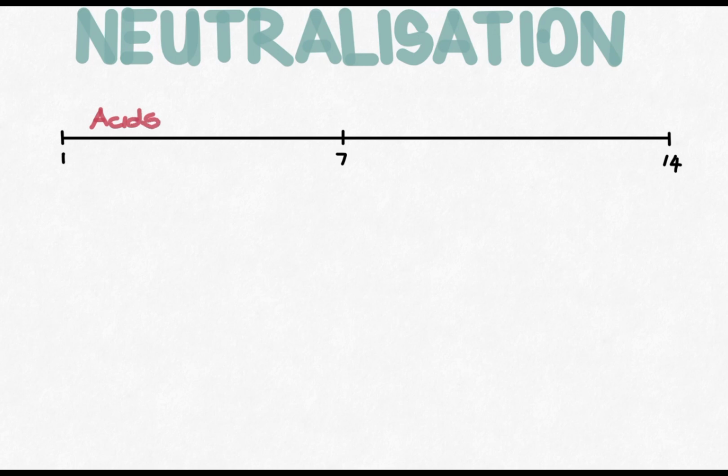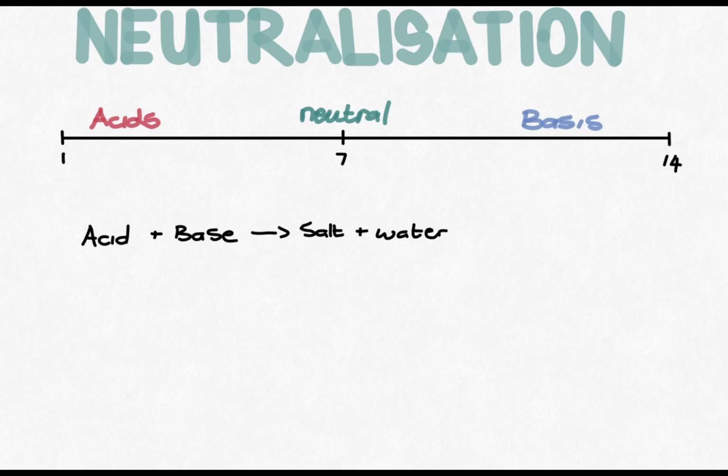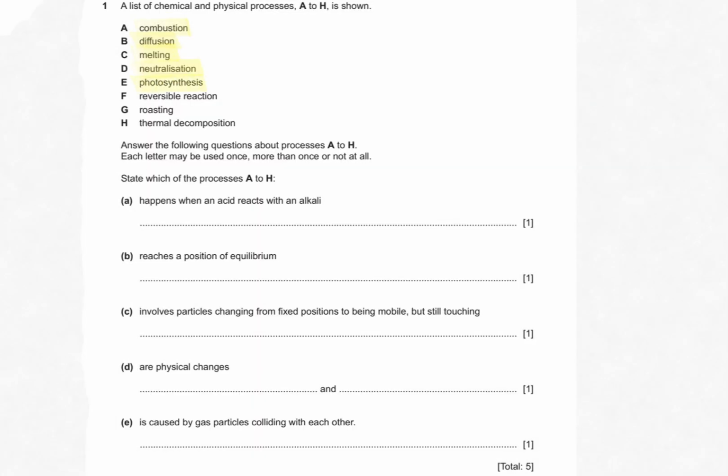Then our base will be found on the other side of the pH scale. So strong base would be like 13, 14, and a weak base would be 8, 9. And right in the middle at 7 would be a neutral substance. Now, a neutralization is when an acid and a base are added together in certain quantities to produce a salt and water. For example, if we have hydrochloric acid with sodium hydroxide, we will get sodium chloride, our salt, and water. Okay, let's have a look at photosynthesis.